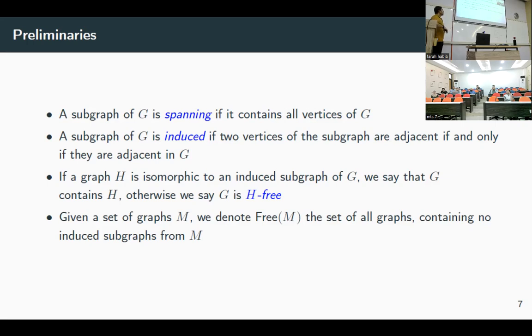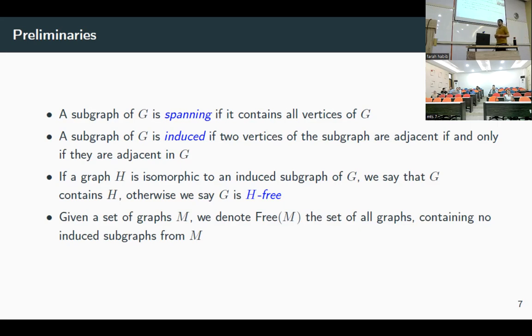So we say that a subgraph of G is spanning if it contains all vertices of G, and a subgraph of G is induced if two vertices of the subgraph are adjacent to each other if and only if they are adjacent in G. So is it clear? Okay. So if a graph H is isomorphic to an induced subgraph of G, we say that G contains H, otherwise we say G is H-free.